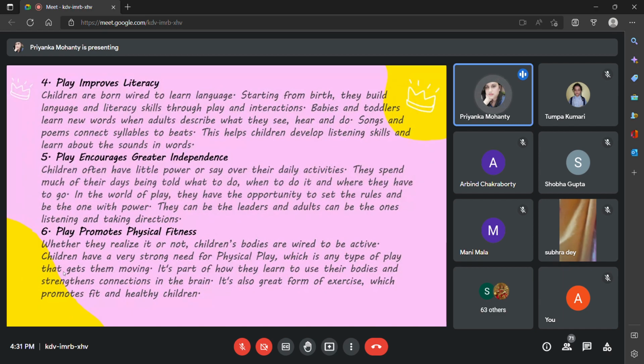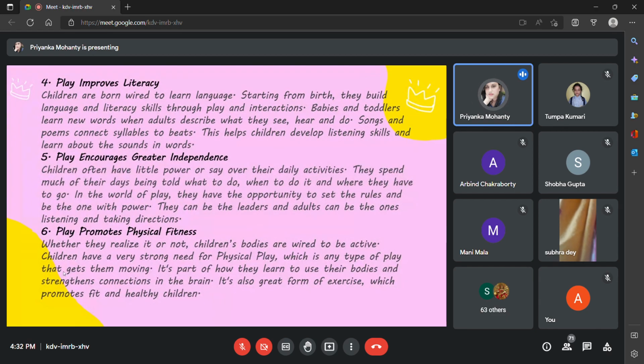Play encourages great independence. Children often have little power or say over their daily activities. They spend much of their days being told what to do, when to do it, and where they have to go. In the world of play, they have the opportunity to set their own rules and to be the ones with the power. They can be the leaders, and the adults can be the ones who listen, talk directly and take directions.